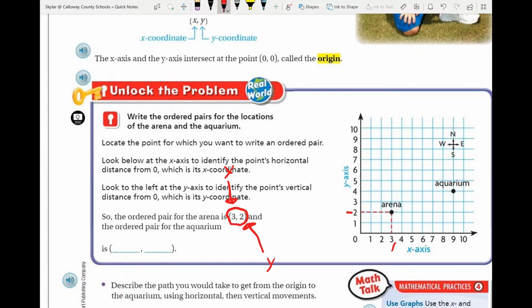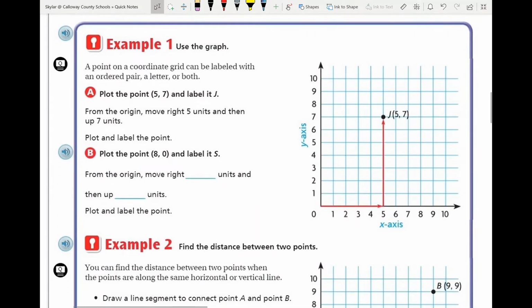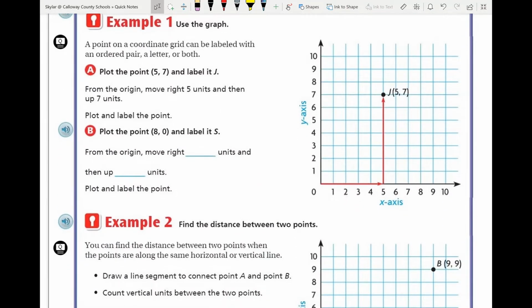Now we can take a look over at the aquarium. If you look, the aquarium is over here on, let's see, 1, 2, 3, 4, 5, 6, 7, 8, 9. It's at 9 on our x-axis. So if we were going to write the ordered pair for the aquarium, we would write 9 for the x-coordinate, and it goes up 1, 2, 3, 4 spaces, so 4 for your y-coordinate. Pretty simple stuff. I think you've got it. But let's just go ahead and move on. Let's get a few more practice points in.